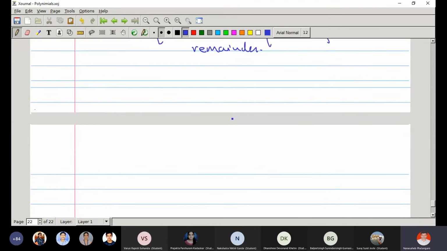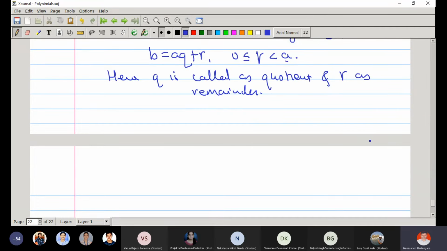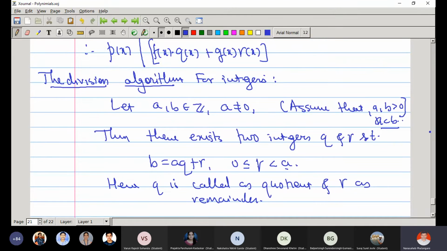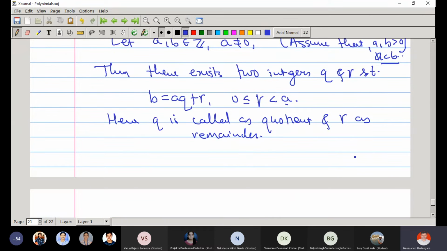In general this is true, no restriction to put a and b positive, but it is sufficient to understand for positive. So for example, if a is equal to 5 and b is equal to 13, then 13 is equal to 5 times 2 plus 3. So 2 is the quotient and 3 is the remainder, and 3 is necessarily less than 5, right?